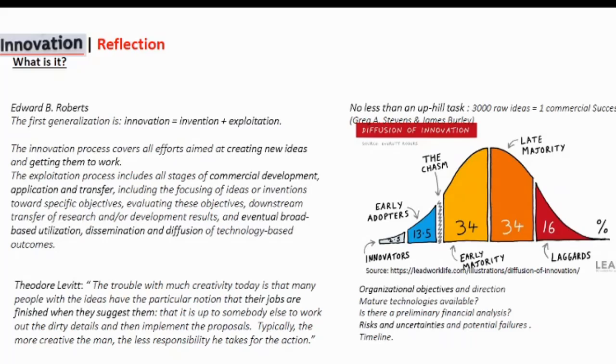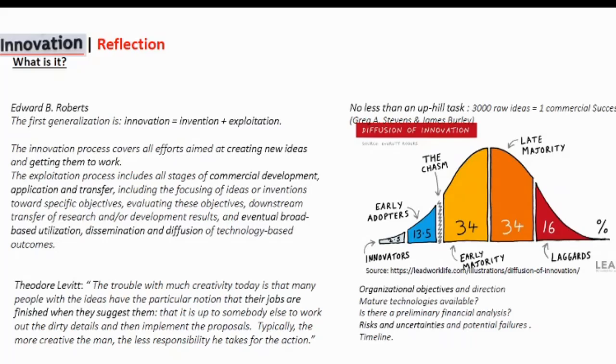When we reflect on what innovation is, it's all about invention and exploitation. It's all about creating, crafting new ideas, getting them to work, transferring the technology, commercial development, ideas or inventions to specific objectives, validating them, transferring them for success, and then getting over the chasm, which means we have to go over the diffusion curve, approach innovators, then get to early adopters, and cross the chasm by reaching the early majority, which is 34% of people.